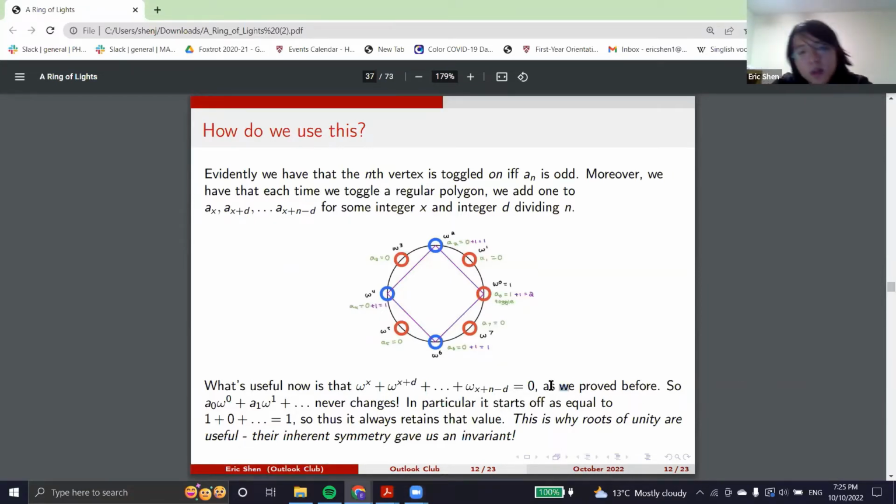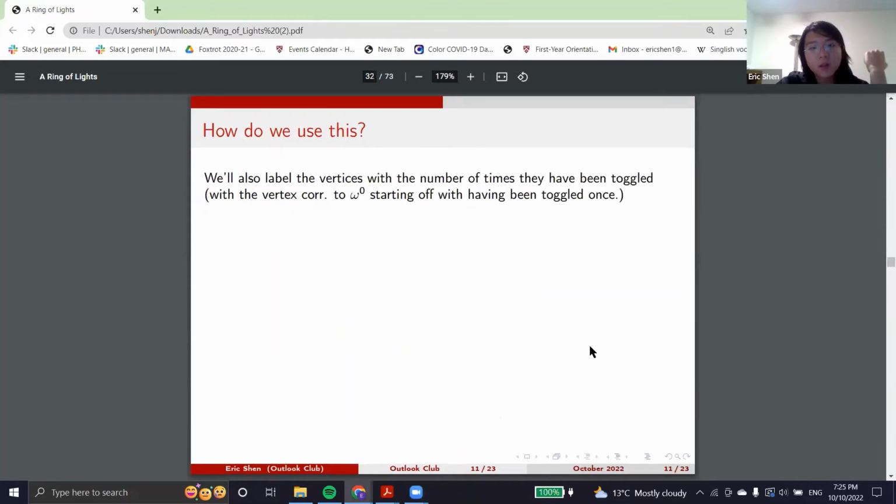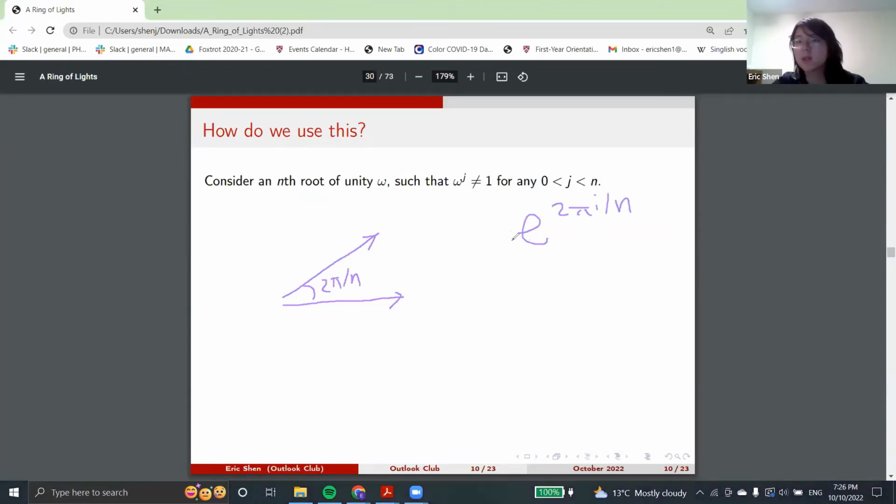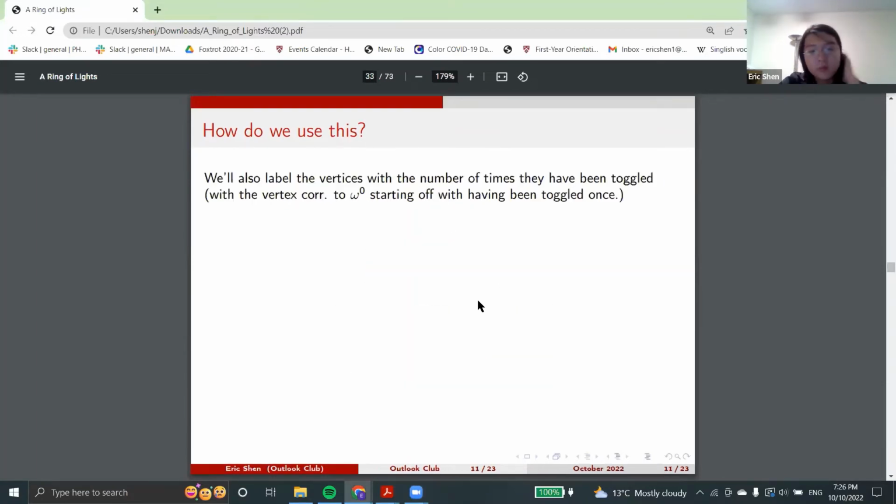Oh, okay, sorry about that. Omega, as we described before, we chose to be an nth root of unity, right? Basically, the specific nth root of unity that was 2 pi over n rotated away from 1 in the complex plane. So if you know this notation, we just chose it to be this. And why we chose it is because then we can weight all the vertices of the ring of lights with powers of omega, because it's an nth root of unity. Hopefully that makes sense. Okay, so that was what we chose omega to be. Great.